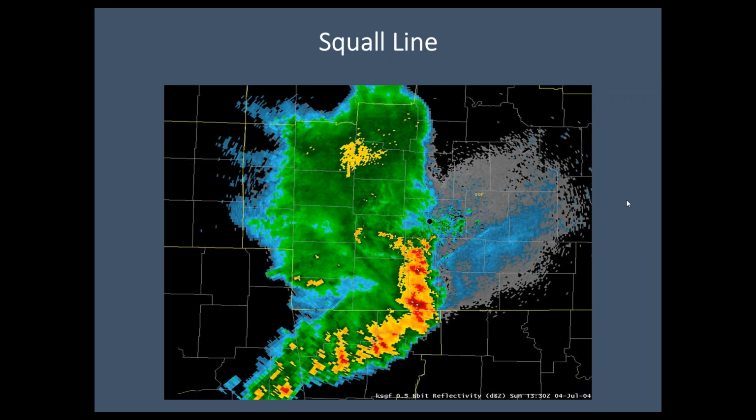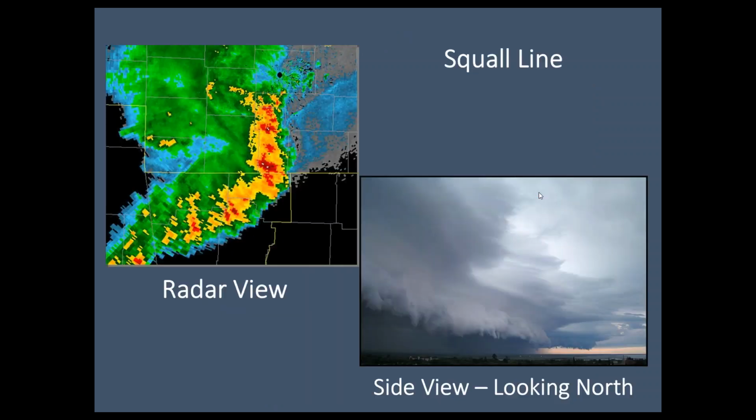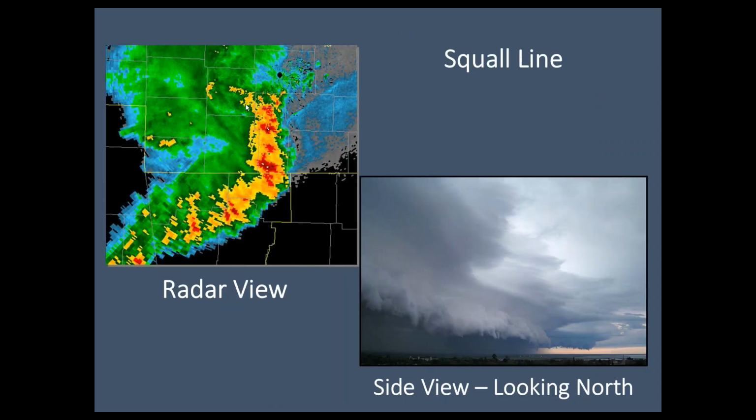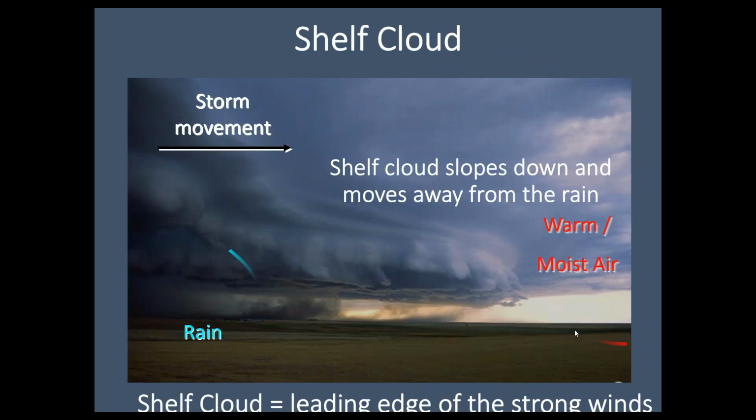So let's go back into squall line here. Let's take a look at this real quick. We'll look at a squall line two ways. If you're looking at it from the radar view, and then from a side view, if you were on the ground looking at this and you were looking north, you could see a couple of features I want to point out. One is this strong shelf cloud. We haven't talked much about the shelf cloud, but it's something we see.